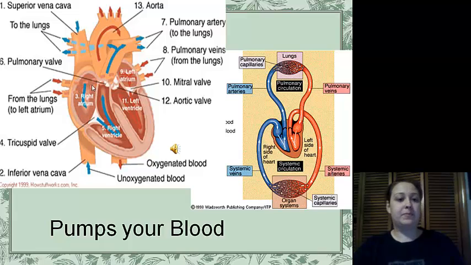Begins where the CO2 blood enters the heart, through the tricuspid valve, to the right ventricle, the pulmonary artery and lungs. Once inside the lungs, it dumps its carbon dioxide and picks up its oxygen supply. Then it's back to the heart through the pulmonary vein, through the atrium and left ventricle.